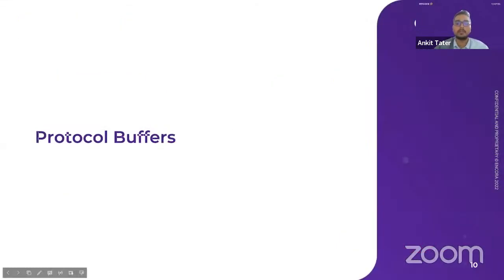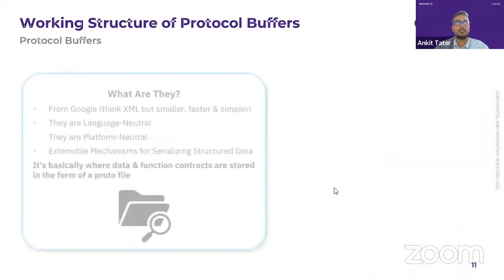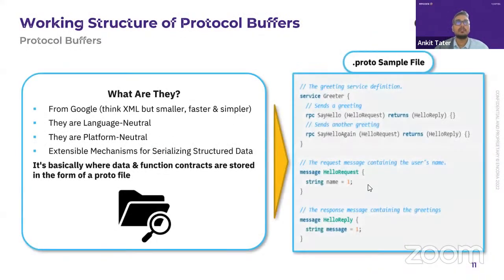We'll talk about protocol buffers. A protocol buffer is basically the message format that we use in gRPC. It's similar to JSON or XML that we use in RESTful APIs. Protocol buffers were developed by Google. They are language neutral, so they come with their own compiler that converts the message into a native language.